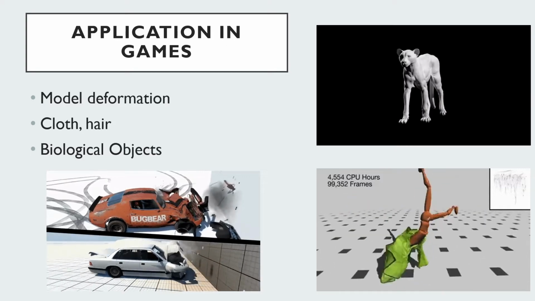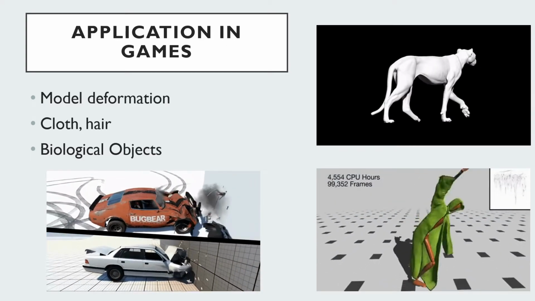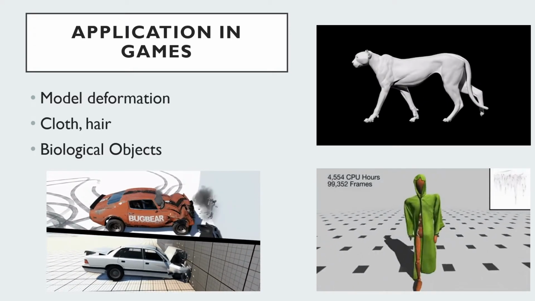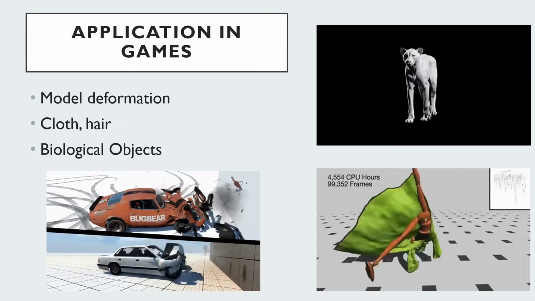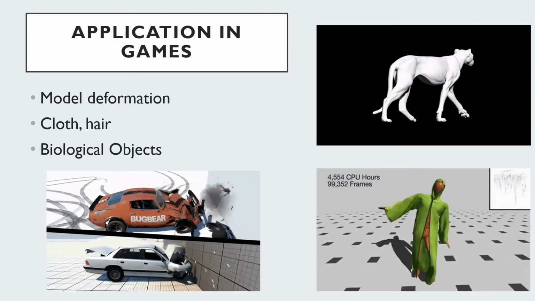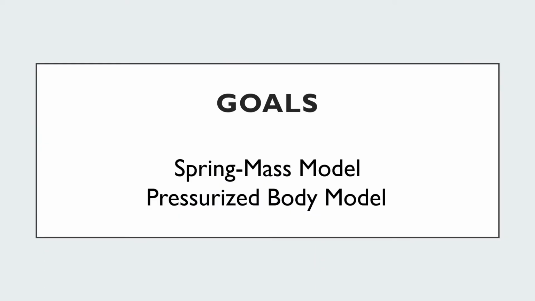The final example is with biological objects or tissues. You can see that as the cheetah walks, muscles stretch and compress, giving an accurate visual effect of what the muscles of a big cat might look like when it's walking. And this can be done using soft bodies.